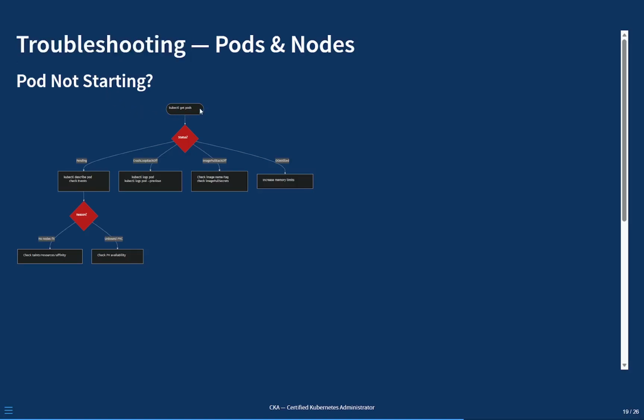You start with kubectl get pods. If a pod shows Pending, run kubectl describe pod and look at the events section at the bottom. The events will tell you exactly why it can't be scheduled: no nodes fit due to resource pressure, a taint mismatch, or a PVC that can't be bound.